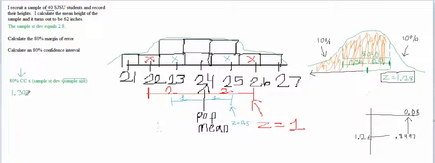So since we're using the sample standard deviation instead of the population standard deviation, we had to use the t-table instead of the z-table to get the confidence coefficient. And I said it was an estimated confidence coefficient, so that's a little bit higher than what we had before.